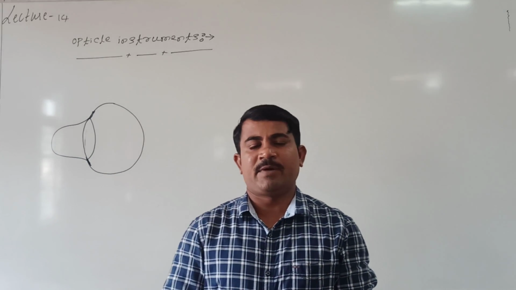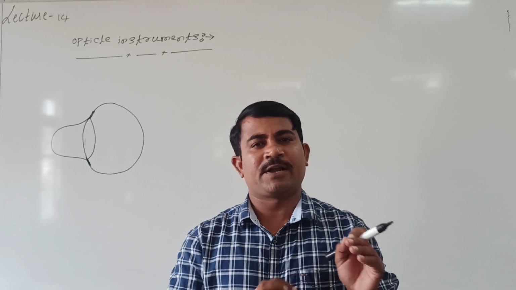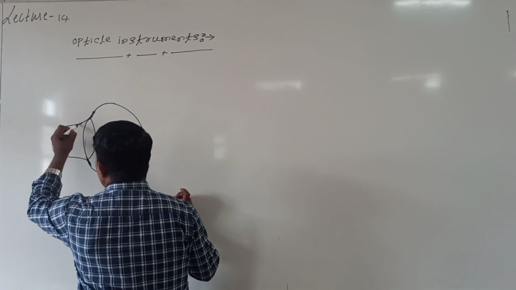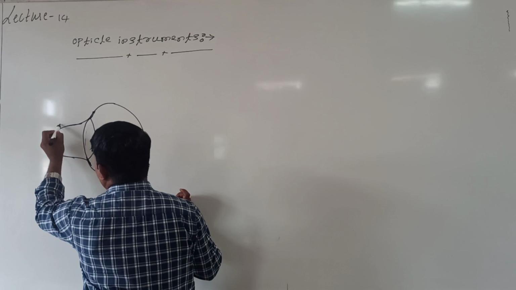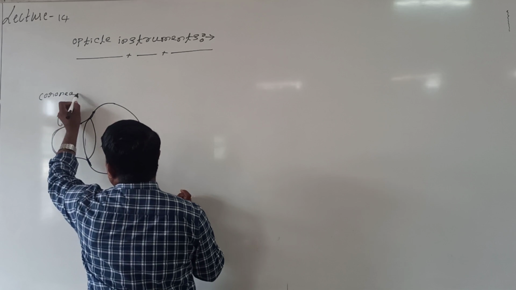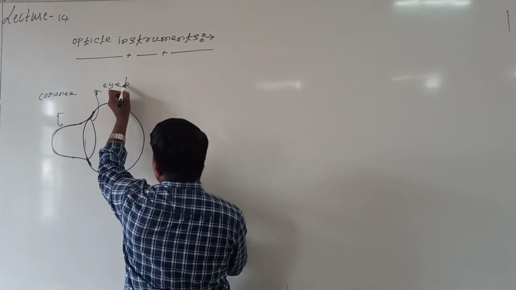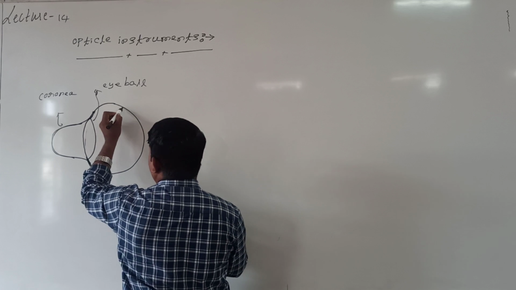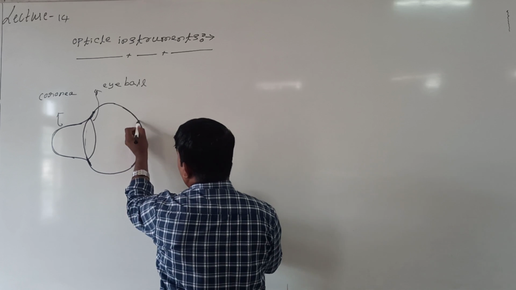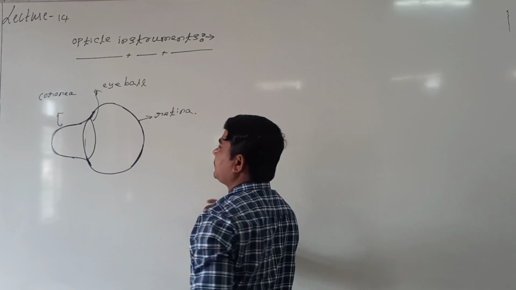The human eye is mainly made up of three parts. One part we call the cornea, the second one we call the eyeball, and the third one is the retina. See here, this part I can call the cornea, the bulging part. And the second part, the eyeball. And this part I can call the retina. This is the simple structure of the human eye.